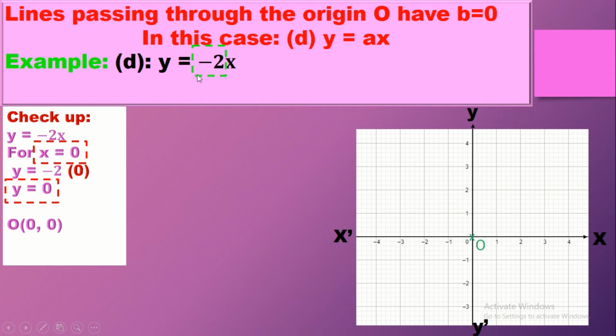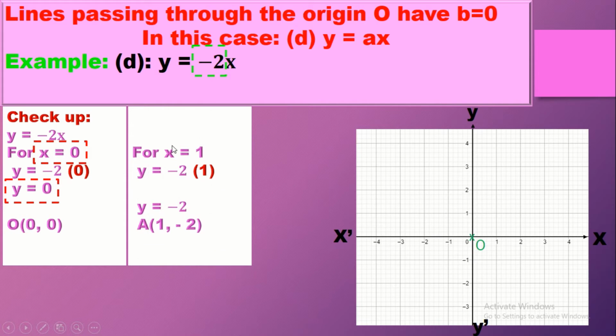Let's find the second particular point together. You can choose any value you want for x. Here I have chosen x equals 1. We just replace x by 1. So y equals minus 2 times 1, equals minus 2. Now the second particular point has the coordinates (1, minus 2), x then y. Now we plot it here, (1, minus 2), and we join them to get the straight line D.